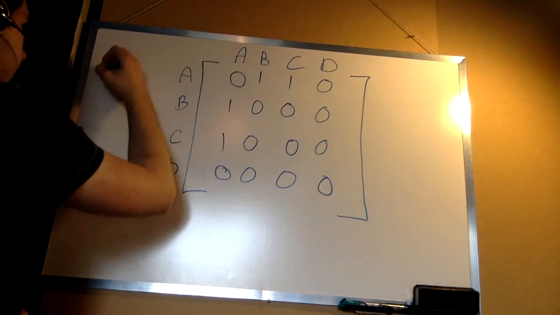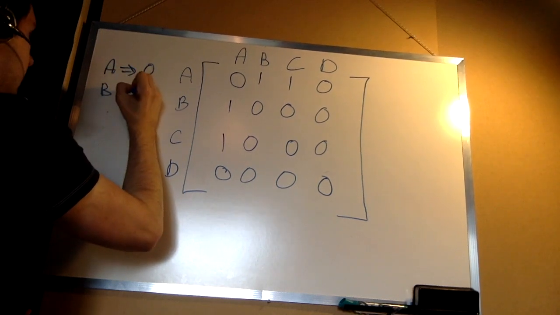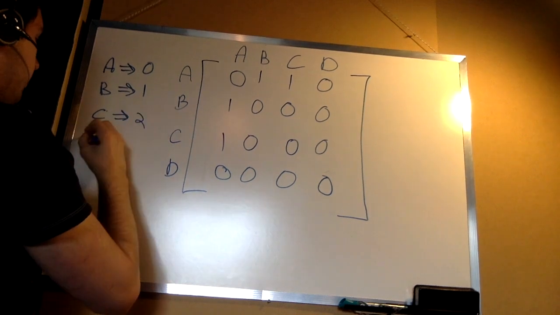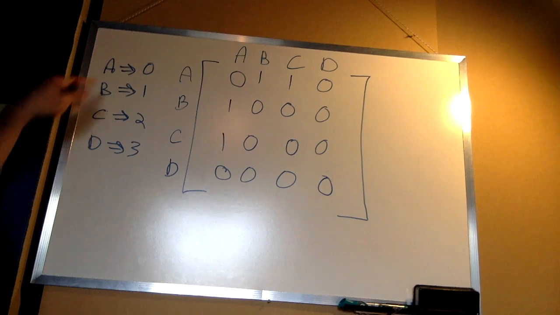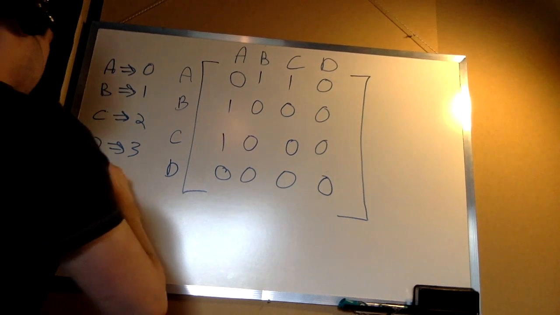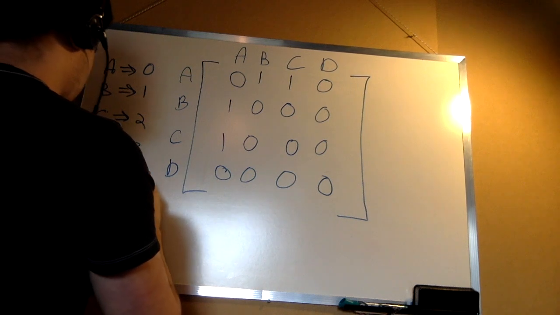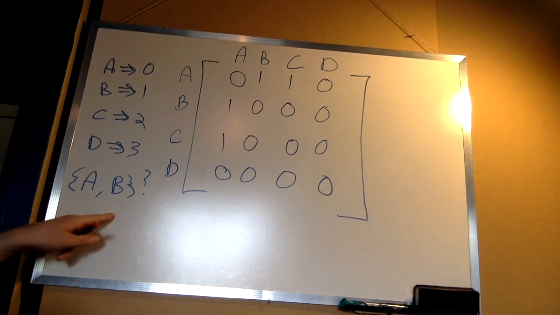So the position of A, like if we know that A maps to 0, and B maps to 1, and C maps to 2, and D maps to 3, then if we want to know does A connect to B, and I think that's the way you represent undirected edges. So is A connected to B?